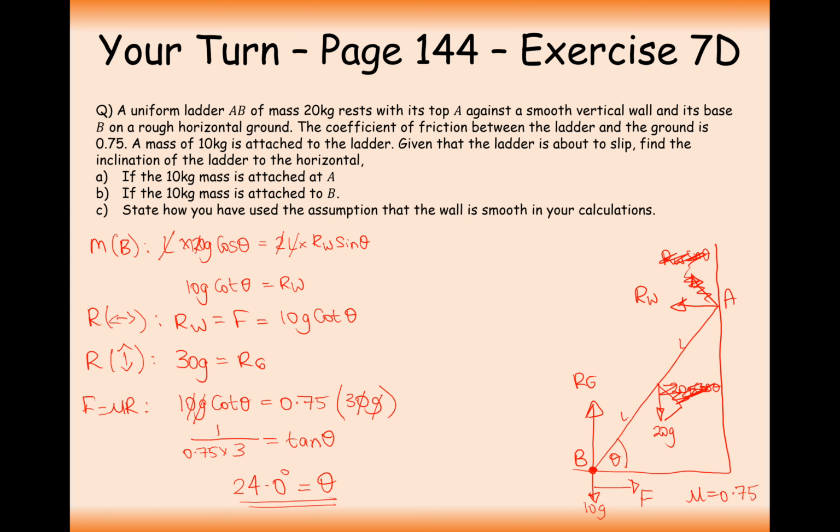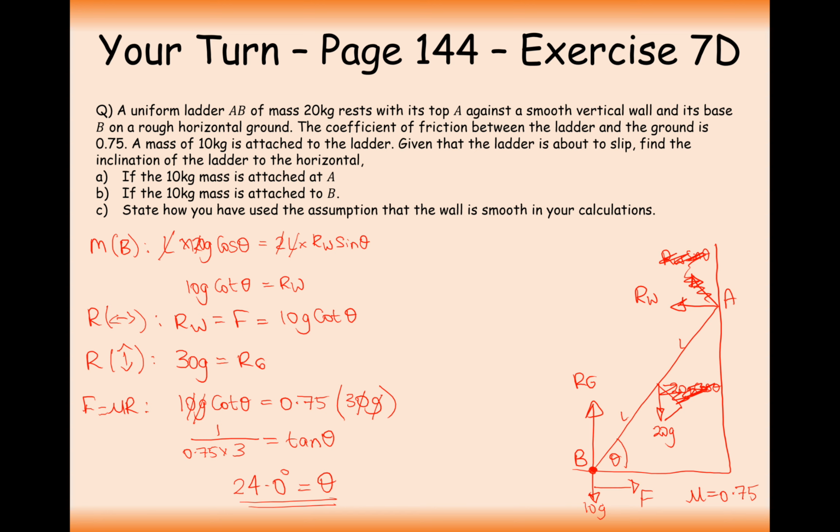So it's interesting to see that as we move the 10g force further down the slope, actually the angle of inclination reduces. Interesting. Okay, state how you have used the assumption that the wall is smooth in your calculation. There has been no friction force on the wall. So for this part C here, there has been no friction force on the wall.